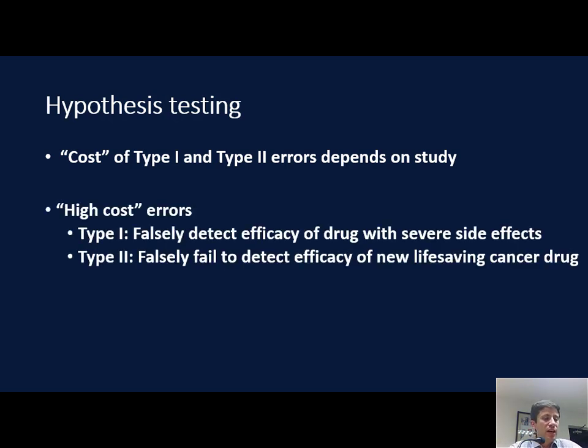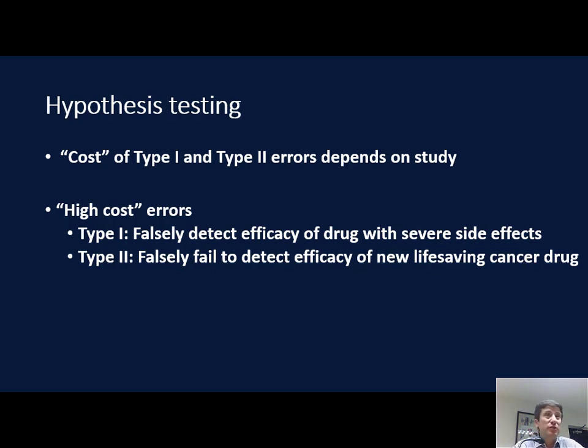So we can imagine that if there were a drug that had a lot of bad side effects, but we thought maybe it was really useful, we wouldn't want to come up with the conclusion that it's useful if it's really not, because we'd be putting all these side effects on people when in fact the drug's not useful, right? So that would be a type 1 error if we falsely say the drug's useful, but it's not, and it has really bad side effects. That would be a costly type 1 error to make. A costly type 2 error to make might be if there was some new life-saving cancer drug, and our study showed it wasn't effective when in reality it's life-saving.